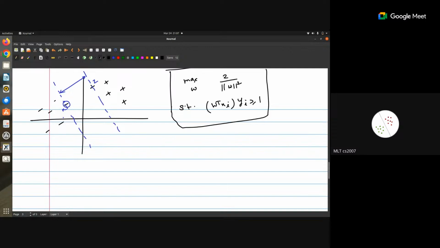From here onwards we'll have to look into the primal and dual conditions. Let's say this is the primal problem. We'll have to convert it into the dual problem.